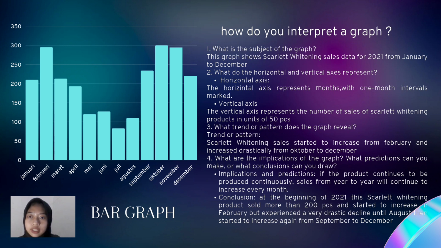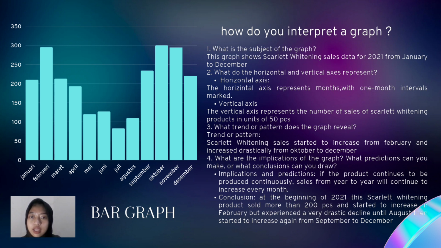And next question, what trend or pattern does the graph refer to? Trend or pattern, Scarlett Whitening sales start to increase from February and increased drastically from October to December. And the last question, what are the implications of the graph? What prediction can you make, or what conclusion can you draw?